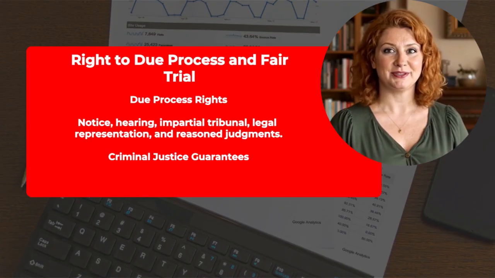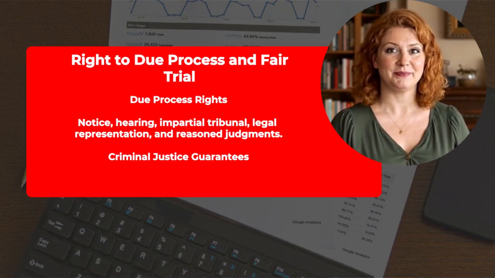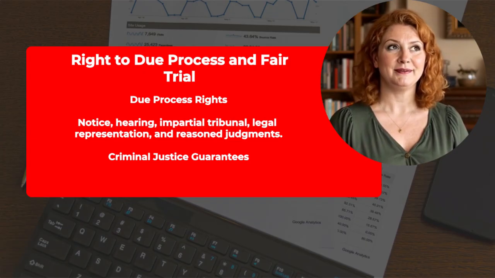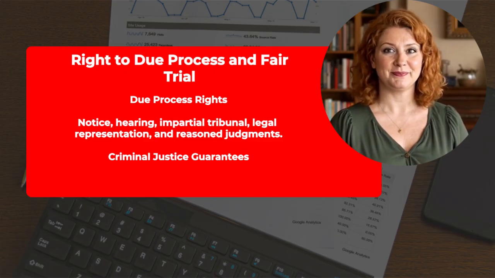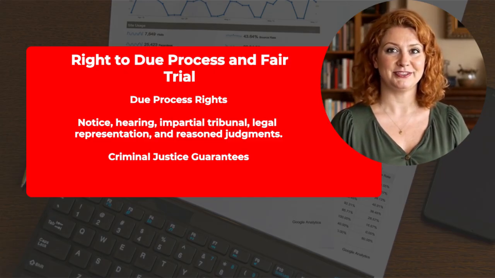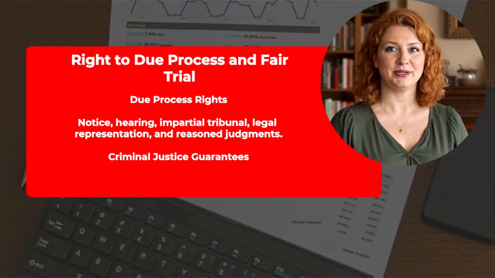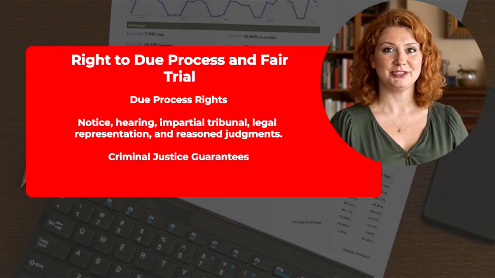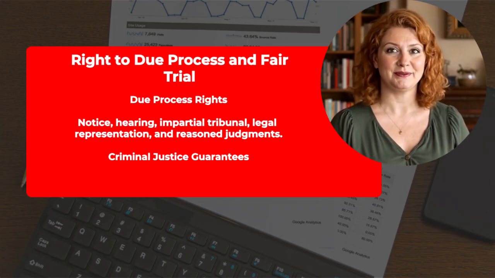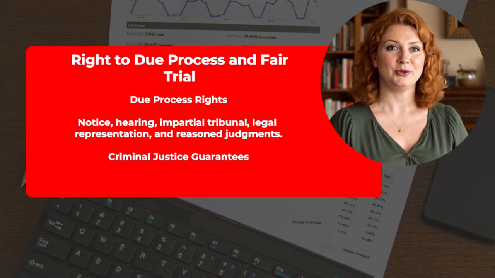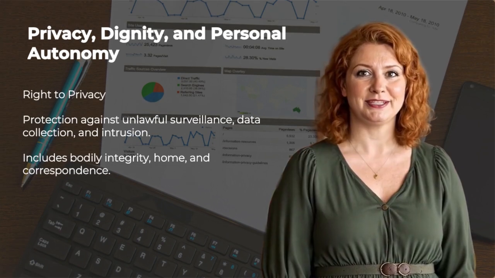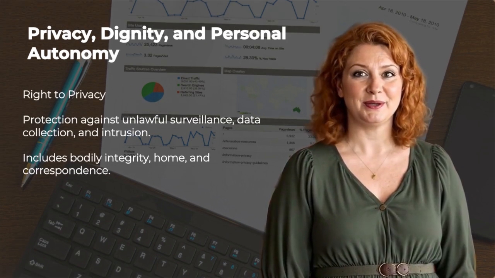6. Right to due process and fair trial. Due process rights: notice, hearing, impartial tribunal, legal representation, and reasoned judgments. Criminal justice guarantees: presumption of innocence, right against self-incrimination, right to appeal, protection from arbitrary detention, habeas corpus, timely trial, access to courts.